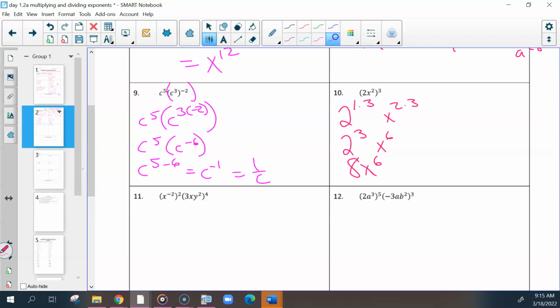Forgetting that the things without an exponent have an exponent of 1 will be the thing that throws everything off. So make sure you are not forgetting that.